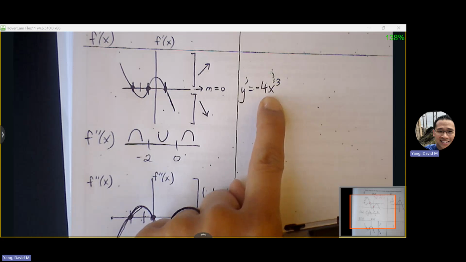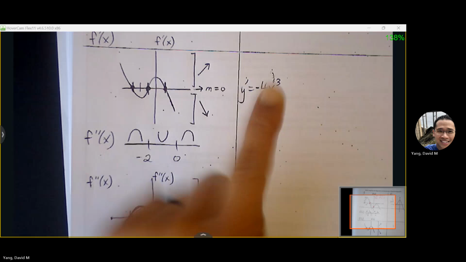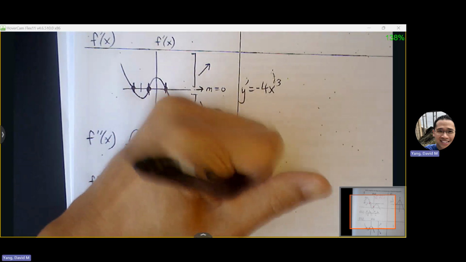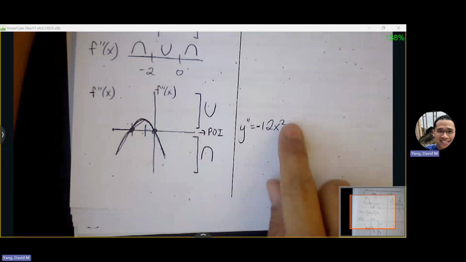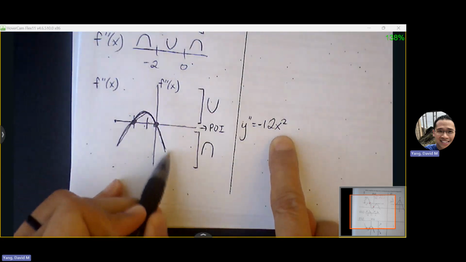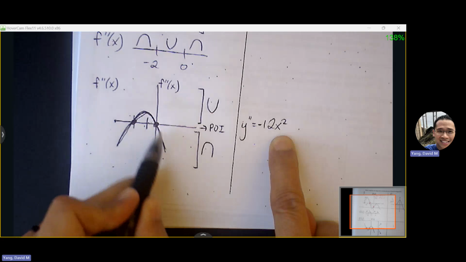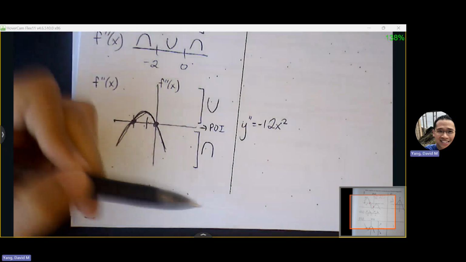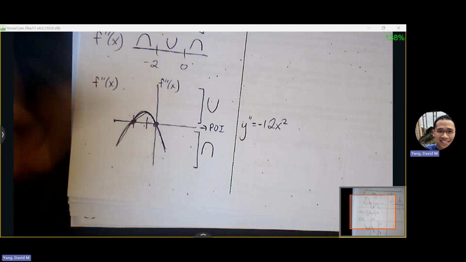All right, let's go a step further. What's y double prime? Yeah, y double prime is negative 12x squared. That's degree 2. Degree 2 is a parabola, and the parabola shows up in our f double prime. So the power rule relationship matches with the graph relationship that we also did.